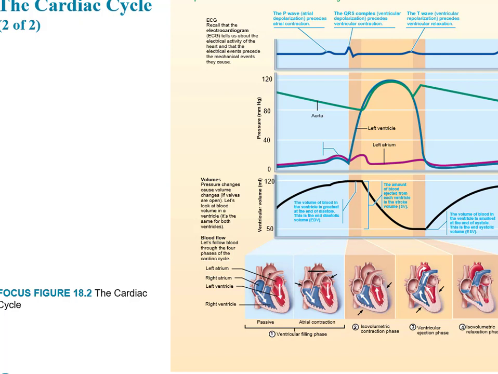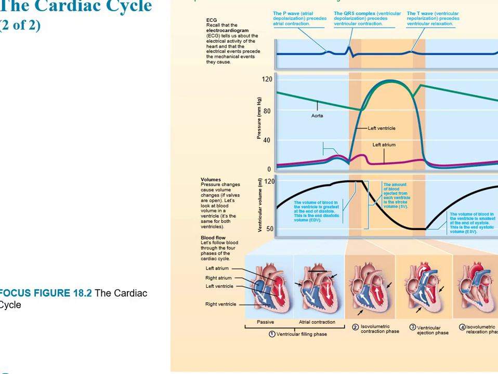Let's look at the first phase called the ventricular filling phase, which is subdivided into two phases: passive, as we call it, and the second one is atrial contraction. So during the ventricular filling phase, the three blood vessels, the vena cava superior and inferior, and your coronary sinus, all three of them bring deoxygenated blood to the right atrium, and the pulmonary vein brings blood to the left atrium. So the blood fills the atrial chamber.